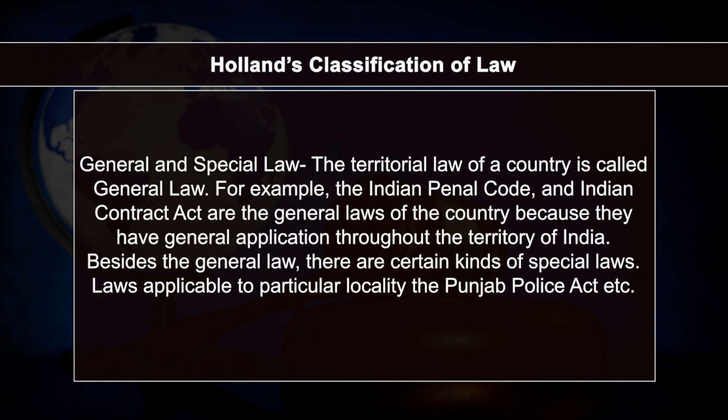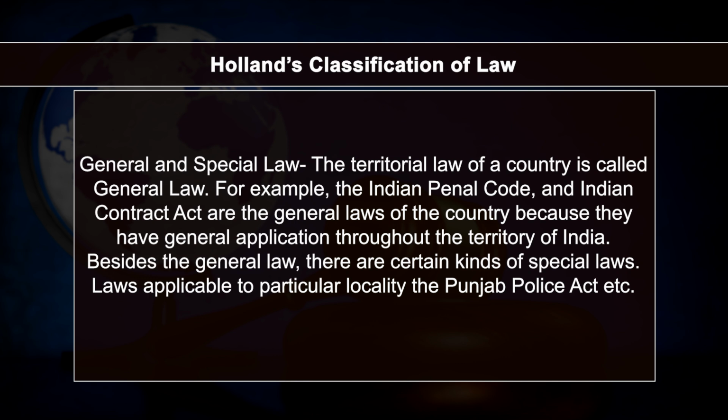Second one is administrative law. It describes in all detail how the government shall exercise those powers that were outlined in the constitutional law. Further, general and special law. The territorial law of a country is called general law. For example, the Indian Penal Code and the Indian Contract Act are the general laws of the country because they have general application throughout the territory of India.